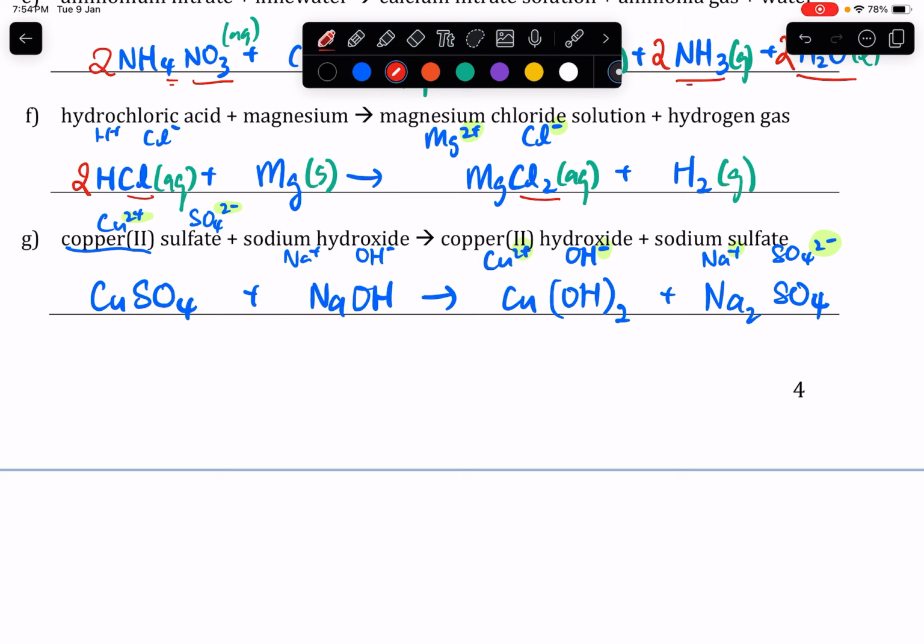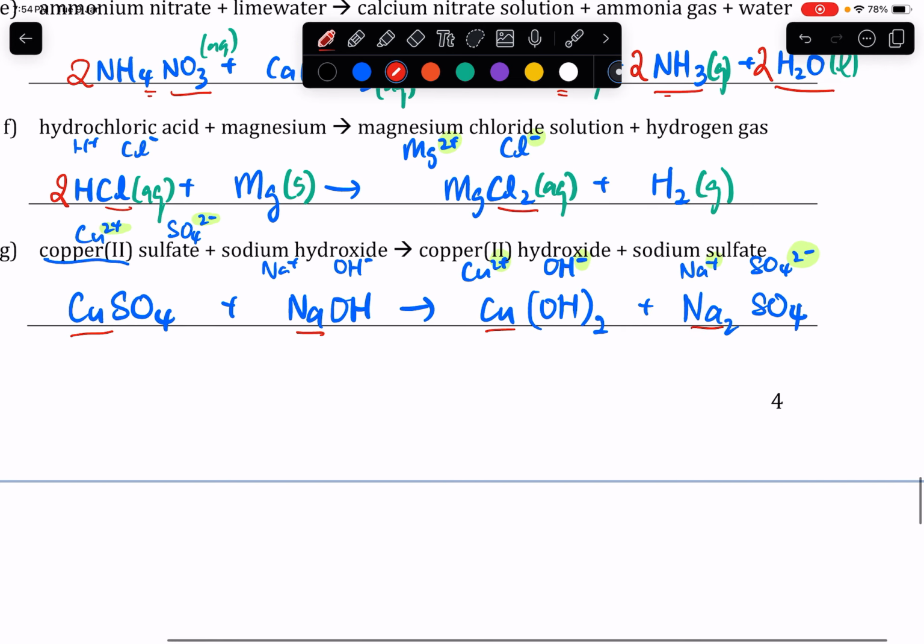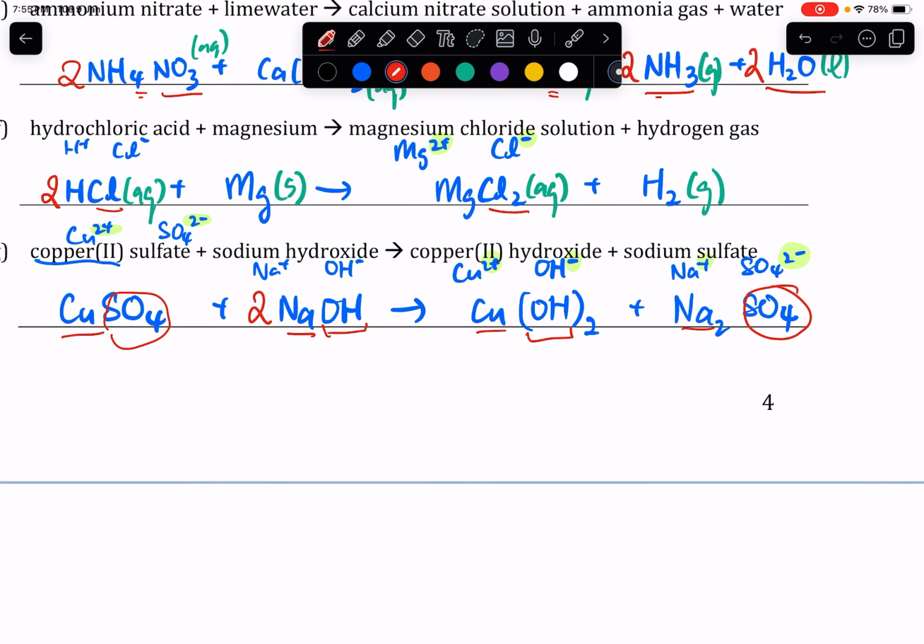Okay, let's check if they are balanced. Let's start with the metals first. As usual, we see that copper is the same, so done. Then we look at the other metal, which is sodium. There's 2 on the right hand side, 1 on the left hand side, so I must times 2. Okay, then we look at the ions. Do the big one first. Sulfate, 1 sulfate on the right hand side. Done. Hydroxides, 2 hydroxide here and 2 hydroxide here. Done. Okay, so it's balanced. Can you see that when you group polyatomic ions together, it becomes easier to balance?